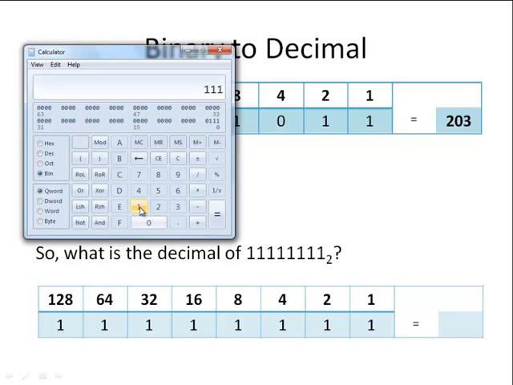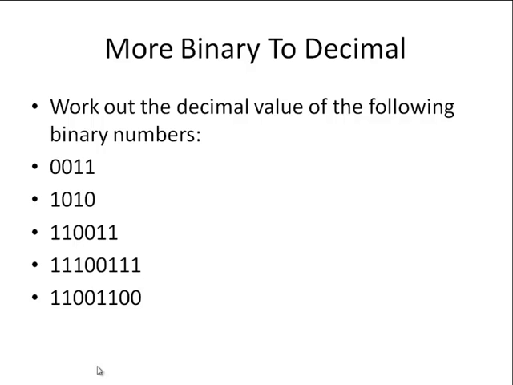So 11111111 is the number we're going to translate. And if I simply select decimal now, this will convert it to decimal. And we can see the answer is 255. So try the following on paper if you haven't already, and then use the calculator to check your answers. Can you work out what the decimal value of the following binary numbers are?